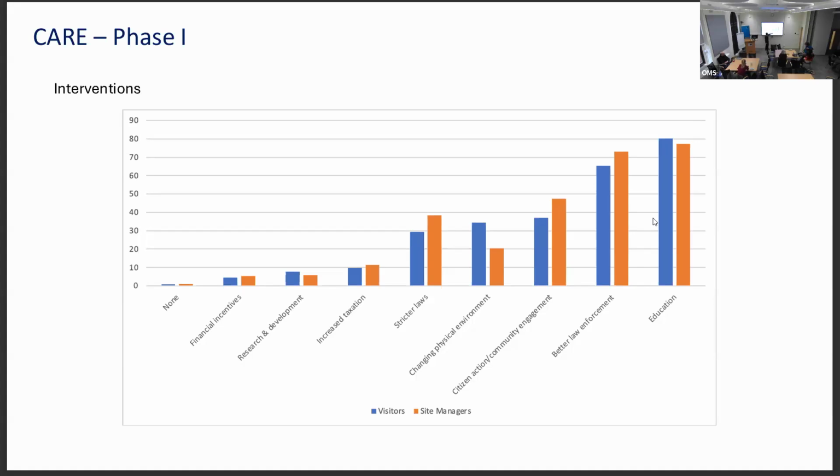I think the one that's most interesting for us, at least, is the changing of the physical environment. So the site managers didn't really think that would have that much of an impact, not as many, whereas the visitors thought that it would. So creating different paths and things like this. So looking at the design of the green spaces.